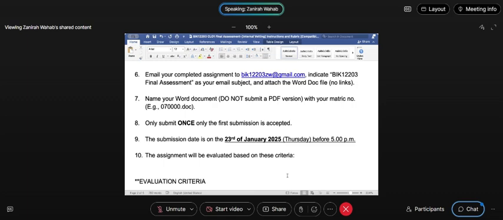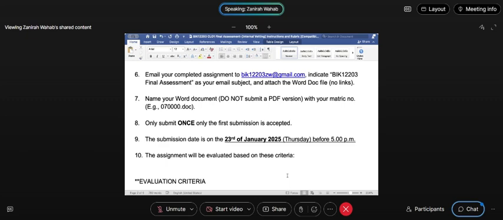So please, and the usual practice will be, please attach the Word documents, no links to your Word documents, and please do not use the PDF version. Only Word document is acceptable. So no links, no PDF version. Please save it as Word doc.